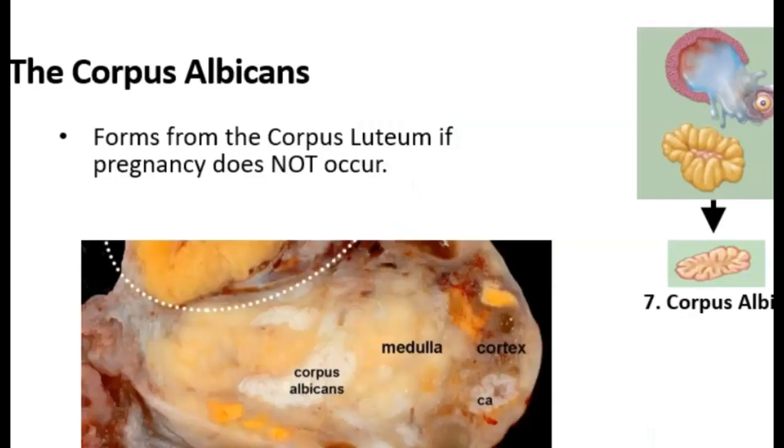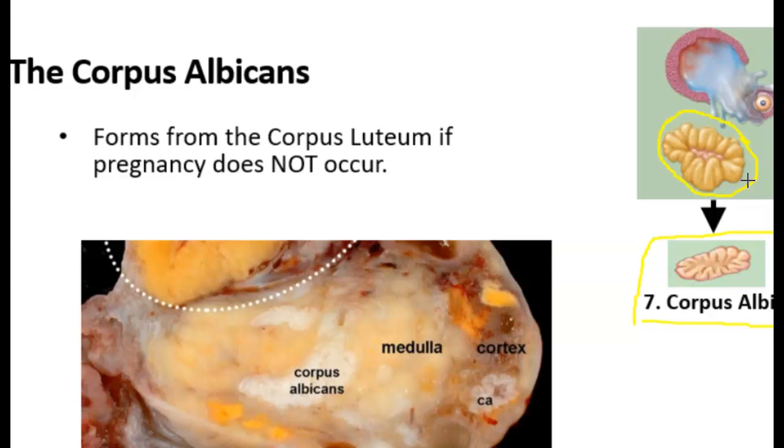Okay, let's talk about the corpus albicans. The corpus albicans is the last stage of folliculogenesis, formation of the follicle. Granted, I don't know if we can really call either the corpus luteum or the corpus albicans a follicle anymore. They're not either one holding an oocyte, but they're part of the stages of what happens to the follicle cells, so we put it with folliculogenesis. The corpus luteum is maintained if pregnancy occurs, and that's a hormonally regulated thing that we'll talk about later.